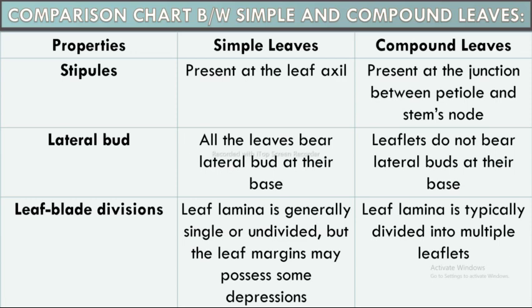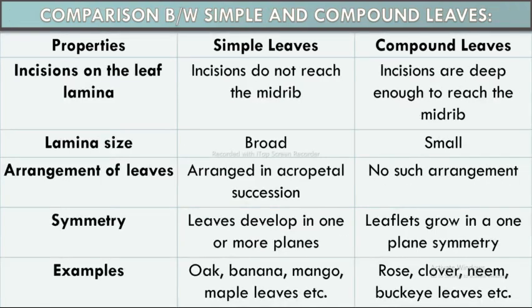So the next property is the leaf blade deviance. In simple leaves, the leaf lamina is generally single or undivided, but the leaf margins may possess some depressions. In the compound leaves, the leaf lamina is typically divided into multiple leaflets. So the next property is the incisions on the leaf lamina. In simple leaves, the incisions do not reach the midrib, but in the compound leaves, the incisions are deep enough to reach the midrib.